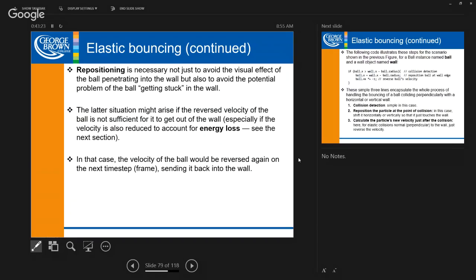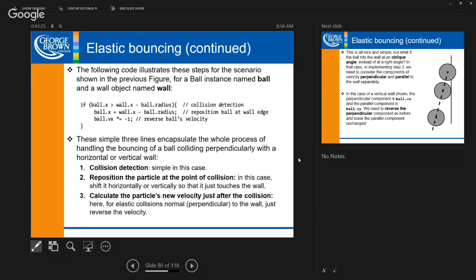So, elastic bouncing. Then we have to do this repositioning stuff we talked about before, and there is an example of this where we have ball X, the X coordinate of the ball, and the X coordinate of the wall. If the ball X minus the wall X is greater than the ball radius, then we want the ball X coordinate to equal the wall coordinate minus the ball radius, so that it's repositioned. And then we change the velocity of the ball so it's the negative velocity. This is a very simple equation.